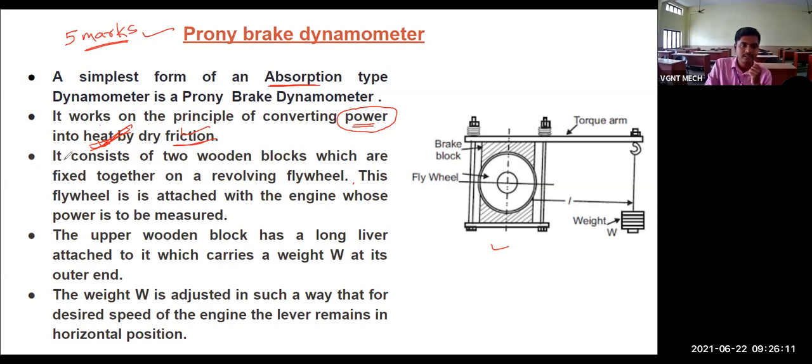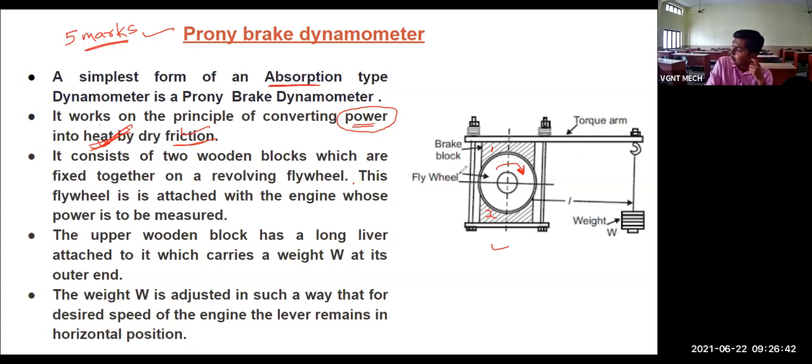So coming to the construction, it consists of 2 wooden blocks. Okay, so you can see this is one wooden block, and this is the lower end, the second wooden block. These are fixed together on a revolving flywheel. So this is the flywheel, this rotating part. This part will rotate because it is connected with the engine cylinder. So when the engine cylinder rotates, this part will also rotate.